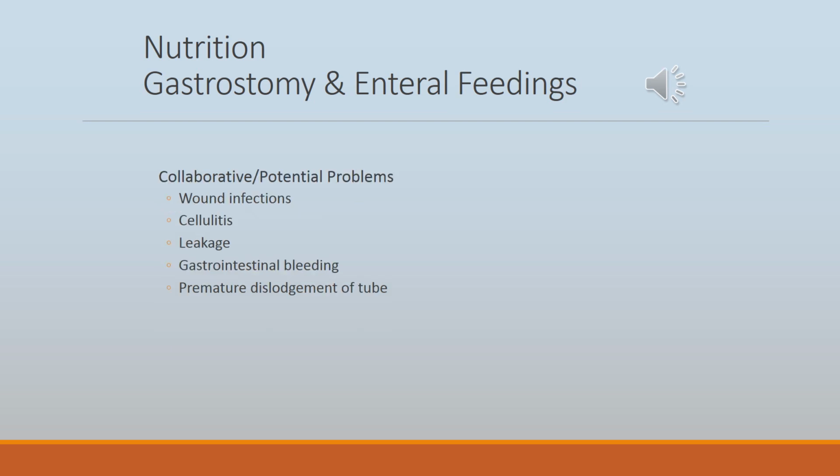There are also collaborative potential problems with gastrostomy and enteral feedings. There could be wound infections, whether it be wounds within the body or wounds at the site. Cellulitis, that is mostly at the site where the tube is inserted, whether it be nares, oral, or abdominal. Leakage at the site, gastrointestinal bleeding, and premature dislodgement of the tube.